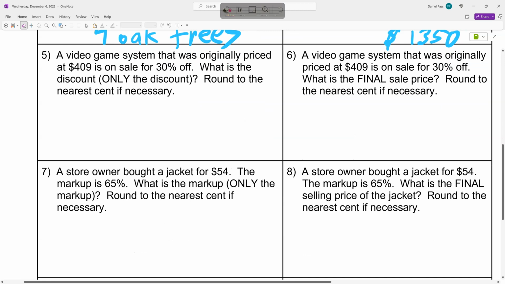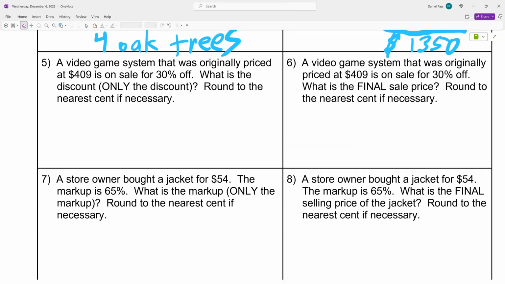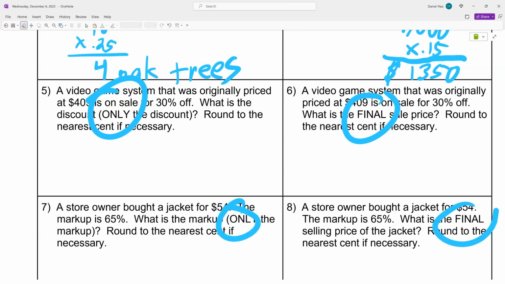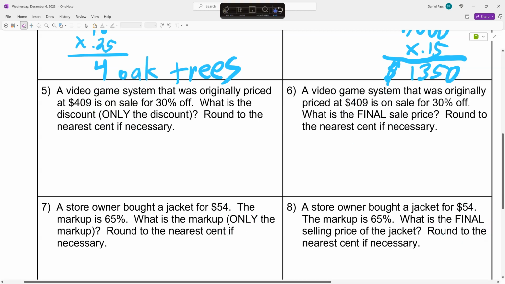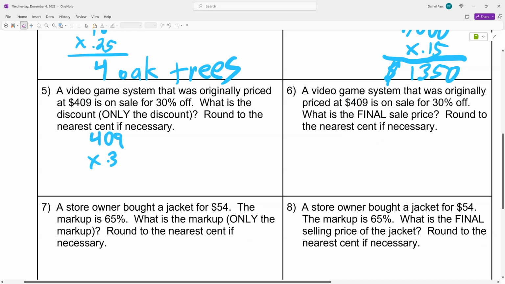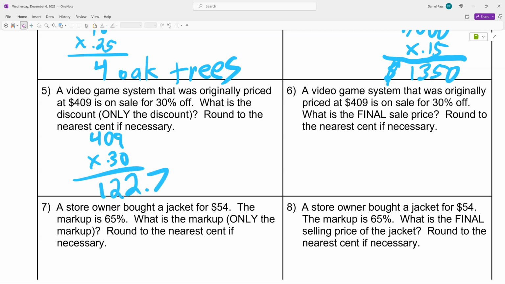A video game system originally priced. Now, again, I was kind of easy on you guys. I gave you the only problem on the left and the final problem on the right, so that makes it easier. Again, this is the same thing. 409 times 0.30 gets 122.7, which is 70 cents. So be careful. We have to have it in dollars, so $122.70.